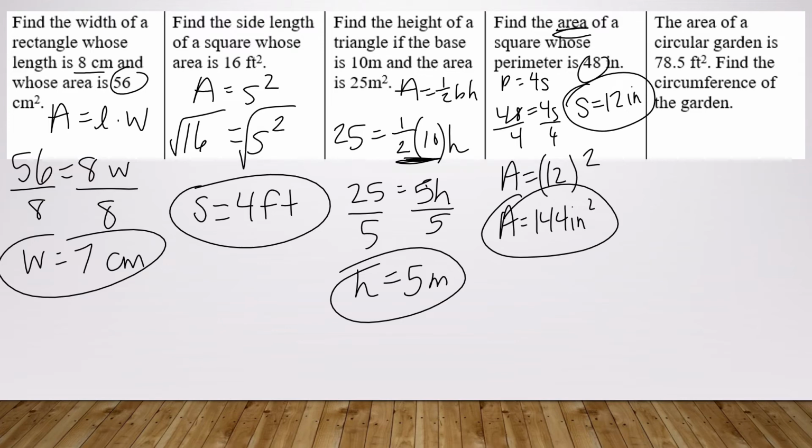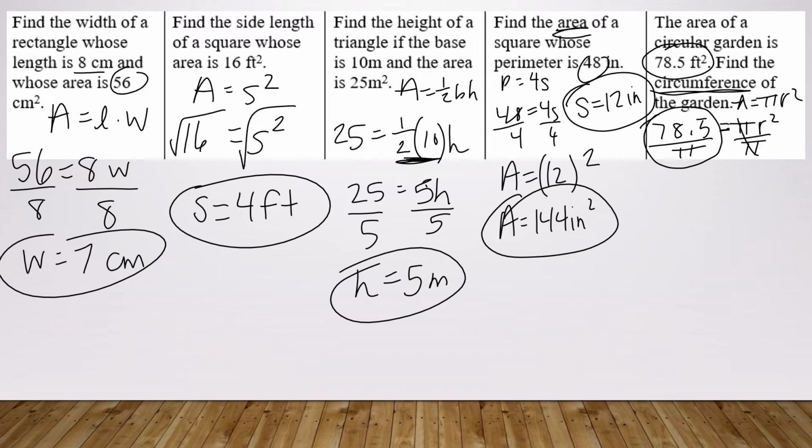For the last one, the area of a circular garden is 78.5 feet squared. Find the circumference. So this is the same thing that we just did. We have the area of a circular garden. The area of a circle is pi r squared. So we're going to plug in that 78.5 and then solve for r squared. This is where it gets a little tricky, because if you divide both sides by pi, you get a nasty decimal when you put this in your calculator. So my trick to you guys is to let the calculator do the work here.